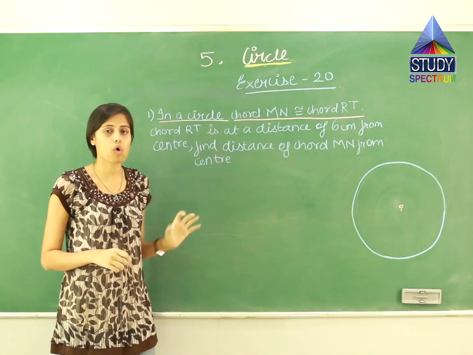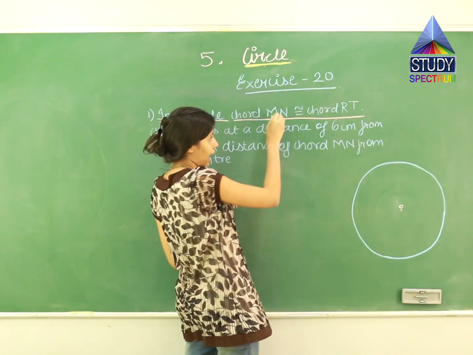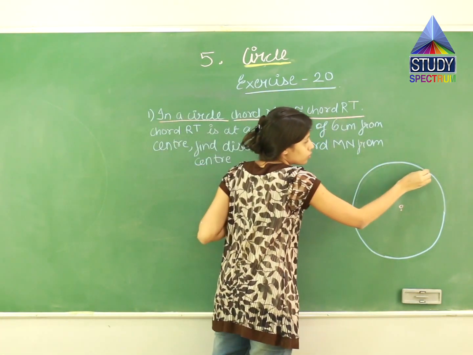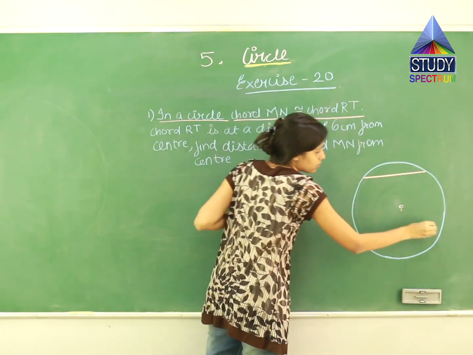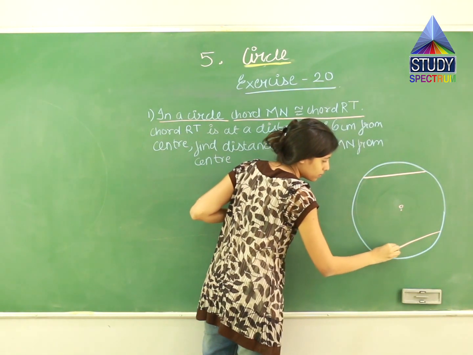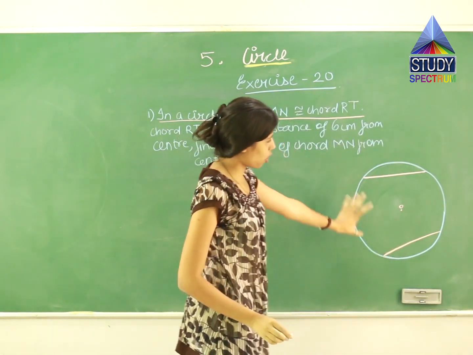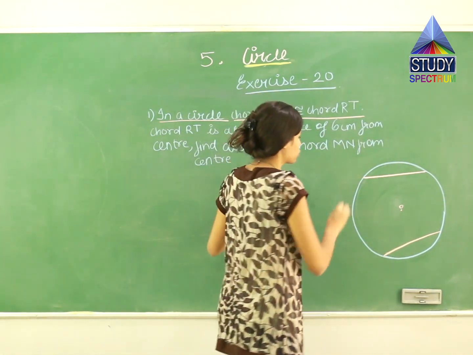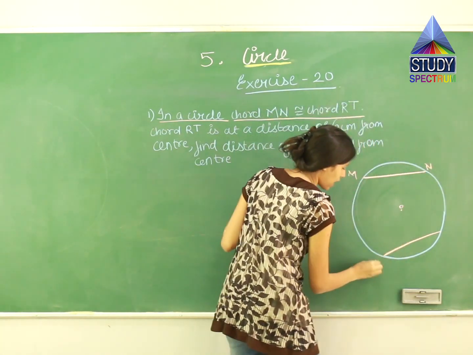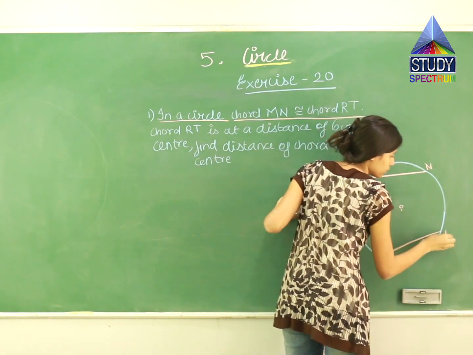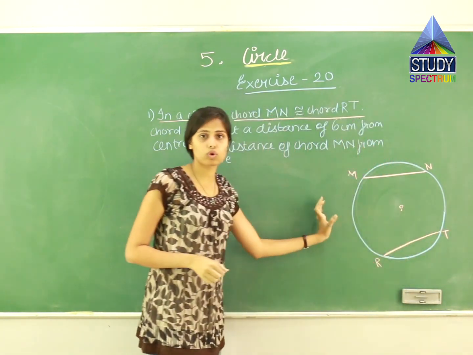So let us draw two congruent chords first. MN and RT. So this is MN. This is RT. Okay, this is approximately the same in length. So this is MN and this is RT. So clear with two congruent chords?